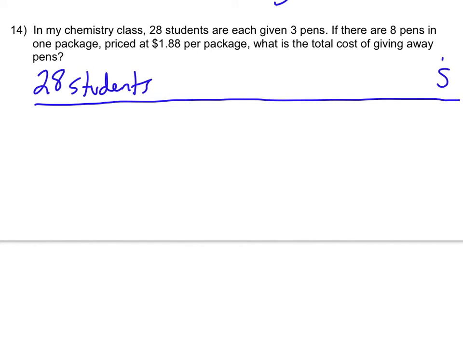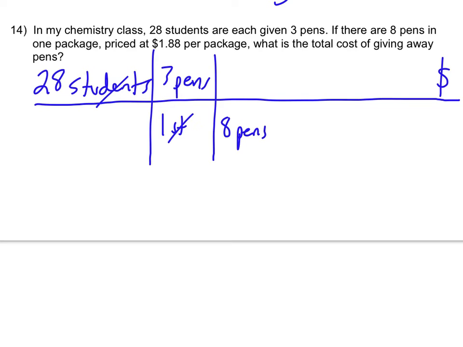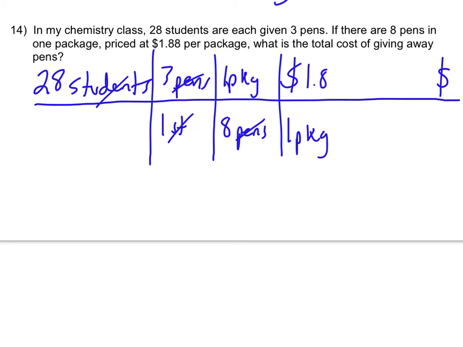And we want to know what the total cost is. Okay. So in one student, there are 3 pens. My students cancel. I'm left with pens. I know that in 8 pens, there's 1 package. So pens cancel. I'm left with packages. Each package is $1.88. Packages cancel. I'm left with dollars, so I'm satisfied here.